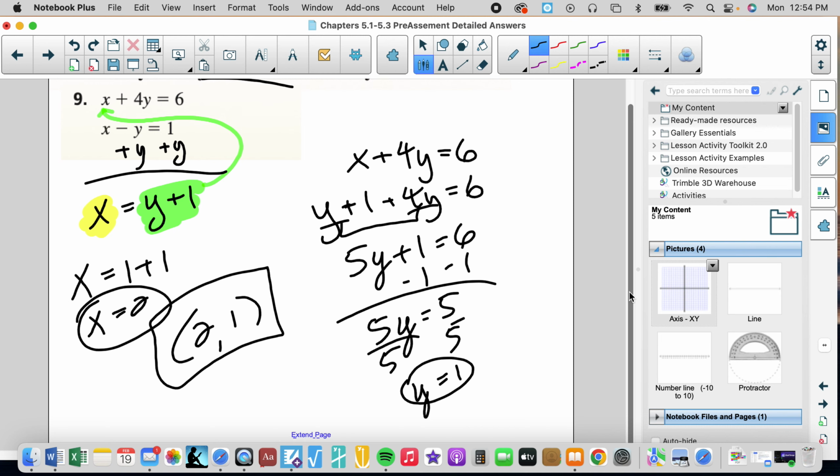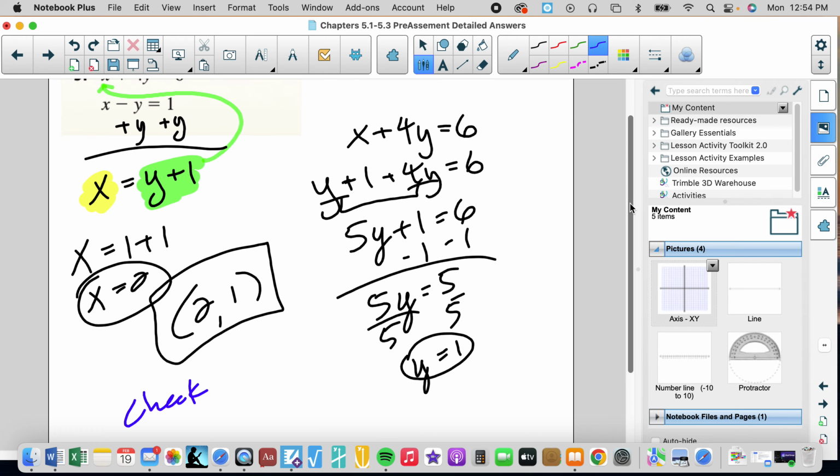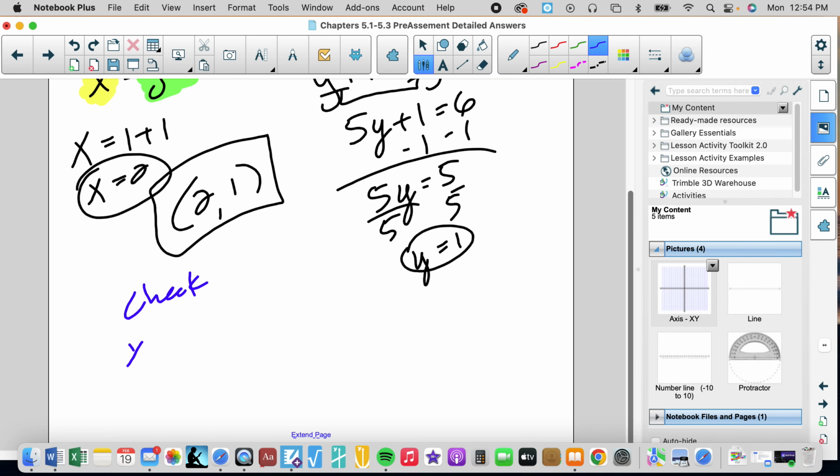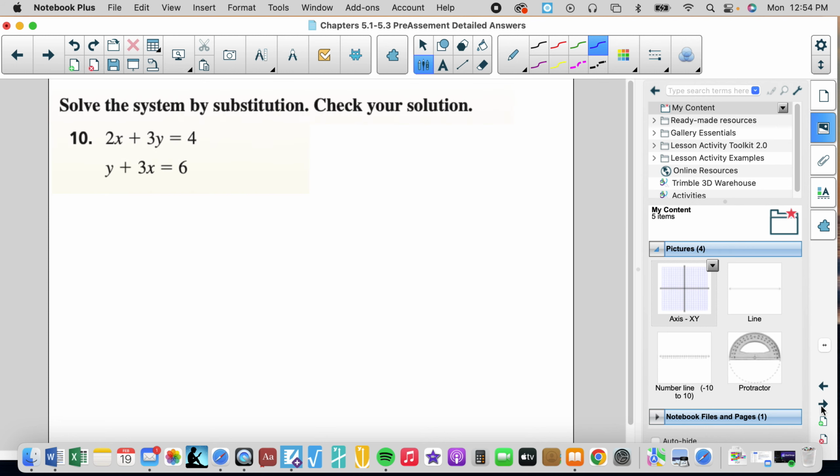And now I'm going to go back to my checking. I'm going to check x plus 4y equals 6. So we have 2 plus 4 times 1 equals 6. 2 plus 4 equals 6. 6 equals 6. And that is my checking process.